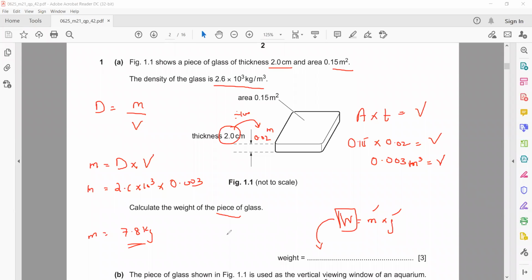And after getting the mass 7.8, we have the formula weight is mass multiplied by gravity. So mass is 7.8 and gravity is 10. So the weight of this piece of glass is actually 78 newtons. Is it clear? The first question.